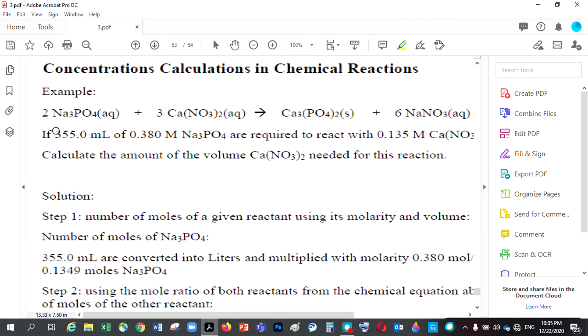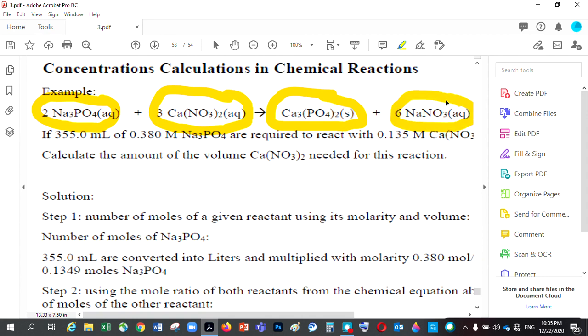It says if 355 mL of 0.380 molar sodium phosphate reacts with calcium nitrate in this double displacement reaction, it produces a precipitate, solid calcium phosphate, and aqueous sodium nitrate. So now I have to watch for the mole ratio.